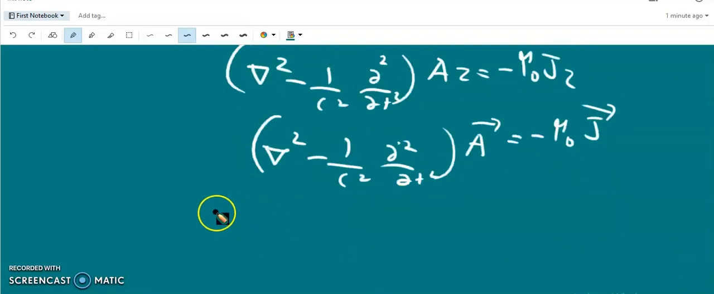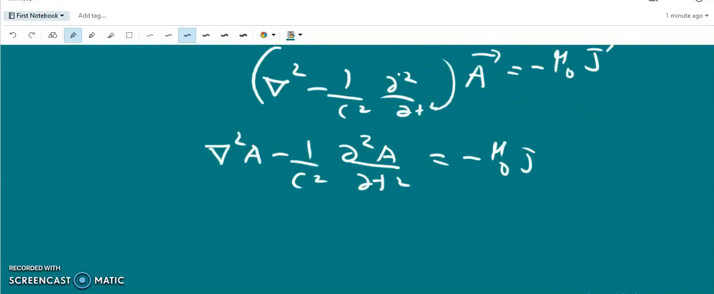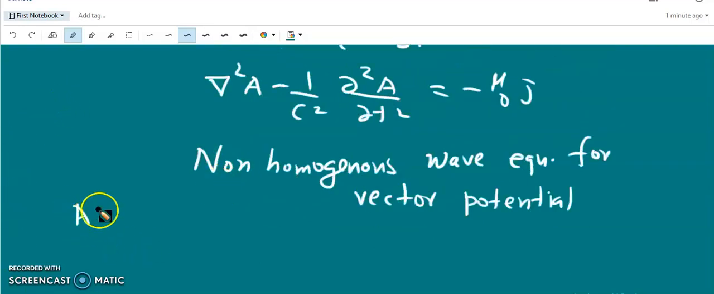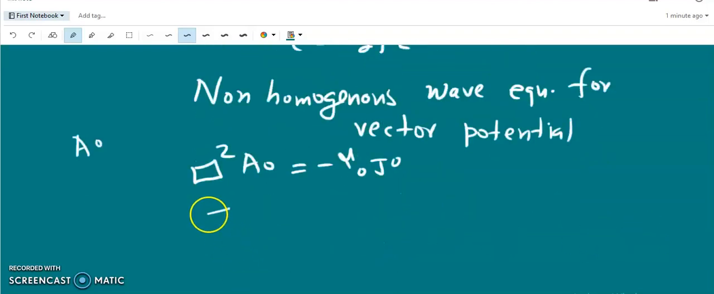Expanding this, we get del square A minus 1 by c square dou square A by dou t square equal to minus mu 0 j. This is nothing but the non-homogeneous wave equation for the vector potential. Similarly, for A0: we did this for A1, A2, A3, and for A0 del square A0 is equal to minus mu 0 j0. A0 we know is V by c, so del square V by c equal to minus mu 0 j0.